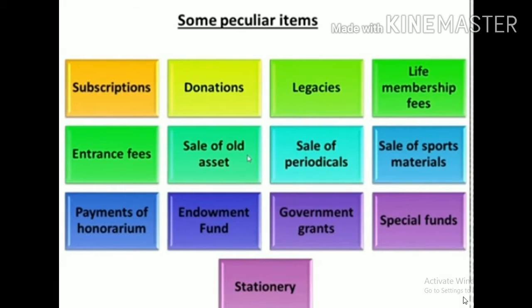So the life membership fee, entrance fee, sale of old assets, sale of periodicals, sale of sports materials, government grant, stationery, endowment fund, special fund. These are some of the common or important items included in the preparation of the receipts and payment account and the income and expenditure account.